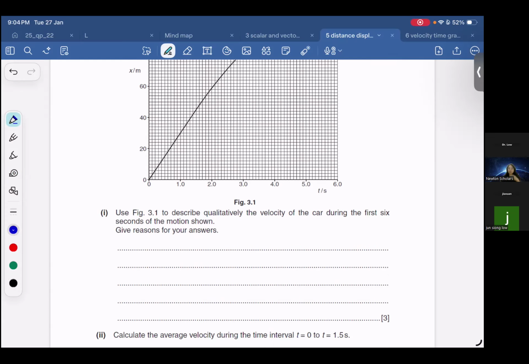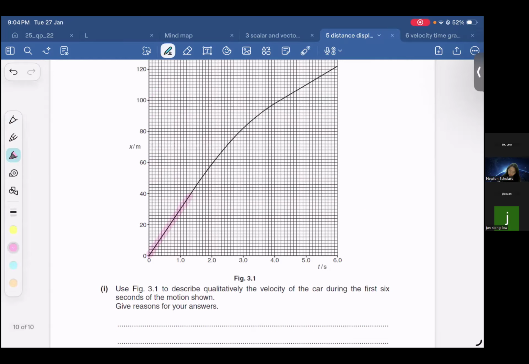Okay. You talk about gradient. So we can say that initial velocity is constant because gradient is constant. This part. Okay, I'm using my highlighter. So starting is this part, roughly somewhere here. Then after that, the second section is somewhere like this, it is a curve. Then the third section is somewhere here. It's a straight line. So your answer is correct. Both of you are correct.